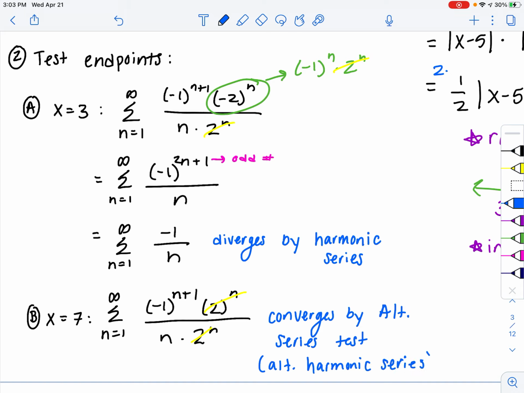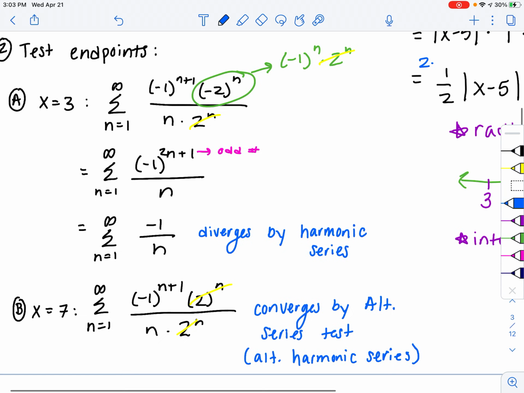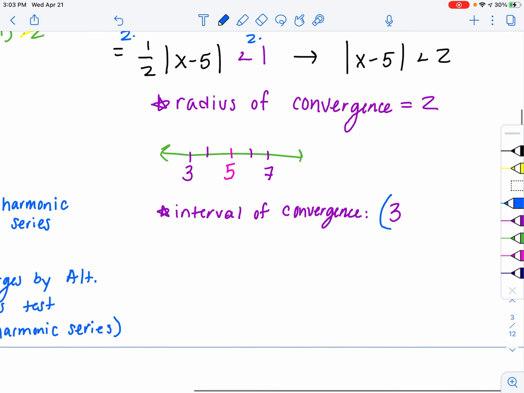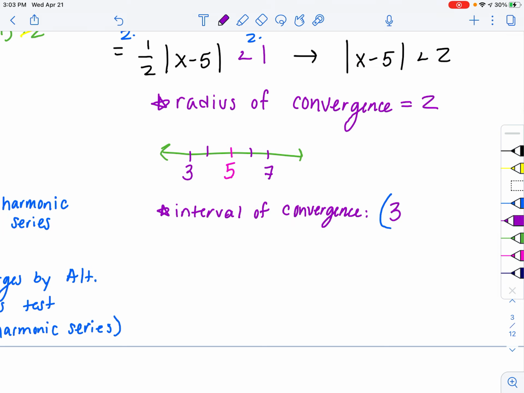And if you're not positive of that right off the top of your head, you're going to apply your convergence test. So we are going to include 7. So we're going to say our interval of convergence is 3 not included to 7, which is included.